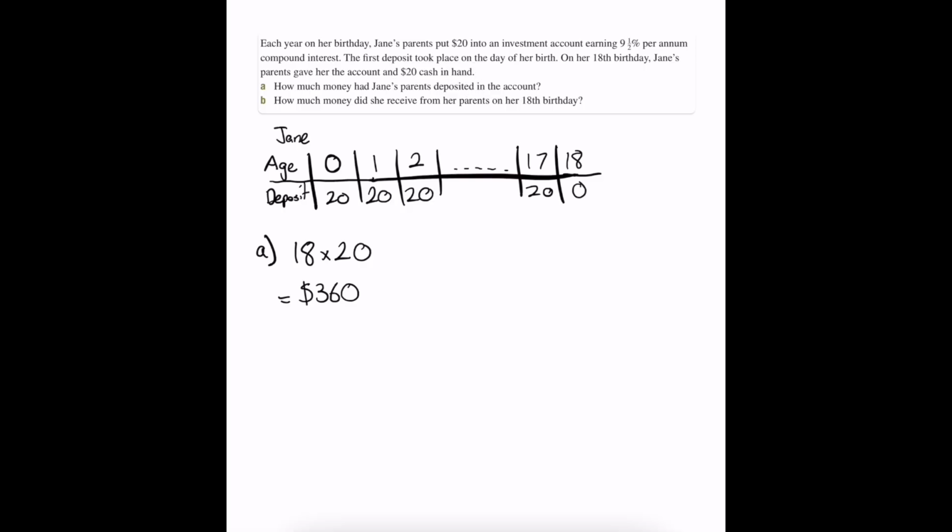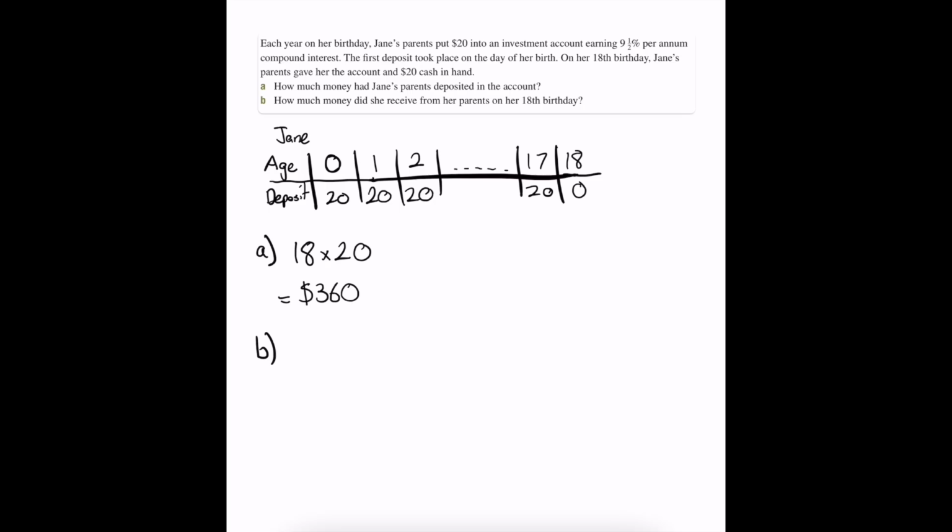Part B then says, how much money did she receive from her parents on her 18th birthday? So this question now requires us to use the future value or the compound interest formula to work out how much money she eventually receives on her 18th birthday.